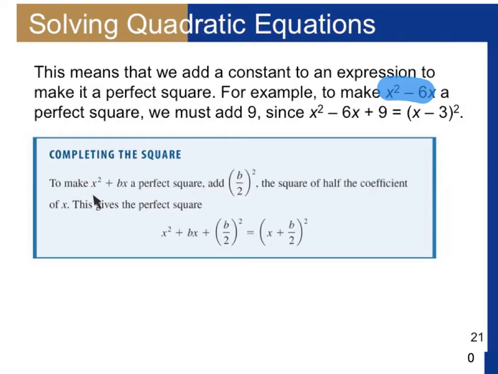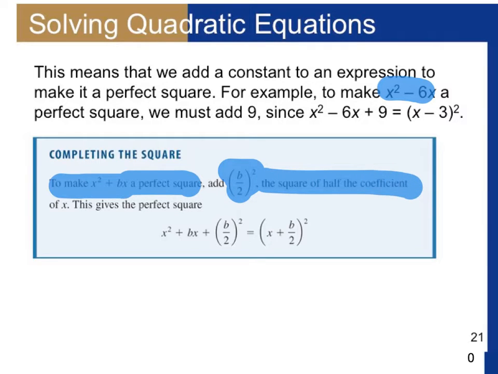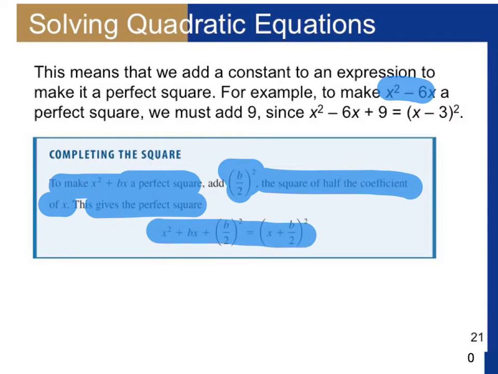So the idea for completing the square is to make x squared plus bx a perfect square. We take half of our b, or b over 2, and square it. Square of half the coefficient of x, which is our b. And this gives a perfect square. So we could say x squared plus bx plus (b over 2) squared equals (x plus b over 2) squared.